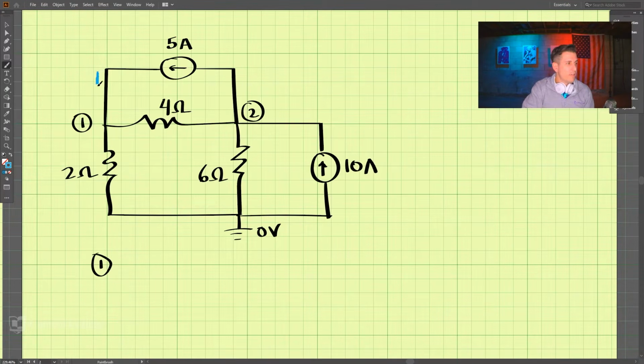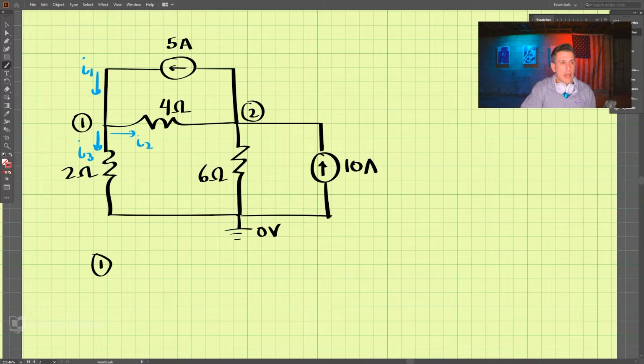So we have I1, I2, and I3. We can draw the arrows any direction that we want. You can draw them this way or you can draw them this way. It doesn't matter. If you get a negative value, that means it goes the other direction. Okay? So I'm going to draw the current this way.